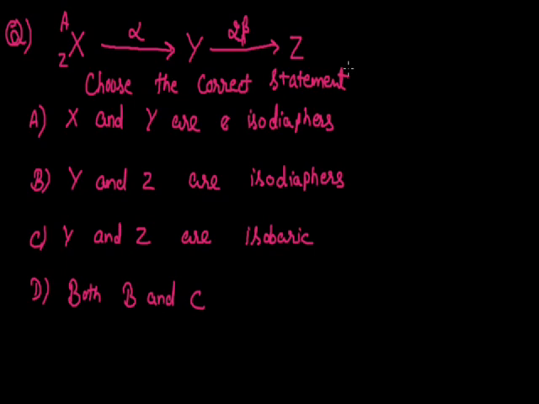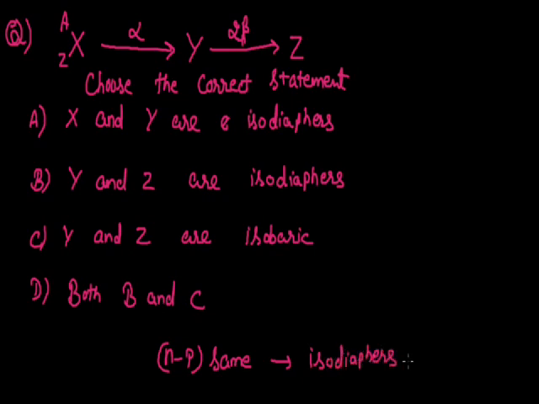Now to solve this kind of question, if we start with the very first statement, they are saying that the elements X and Y are isodiaphers in nature. Basically, before we solve this question, first of all we are to deal with the definition of isodiaphers, which are defined as those nuclei which have the same difference of neutrons and protons. Means if I have two nuclei with the same value of neutron minus proton, then these nuclei are termed as isodiaphers.